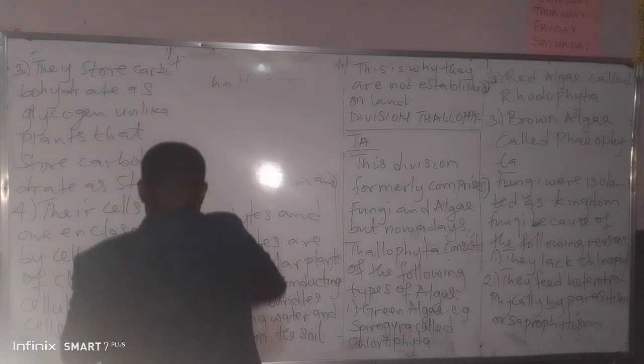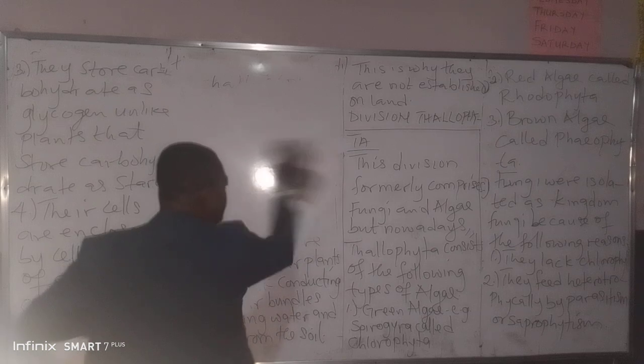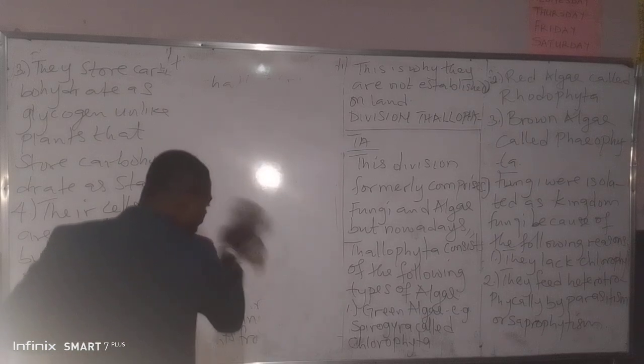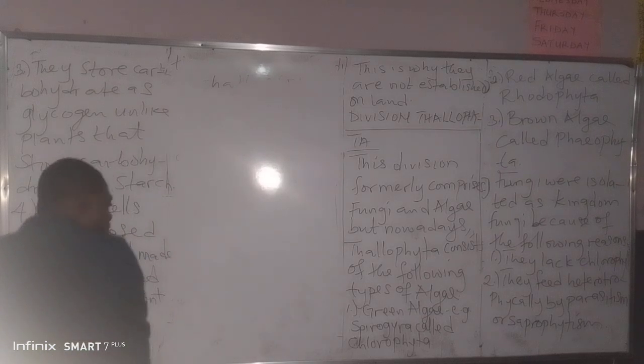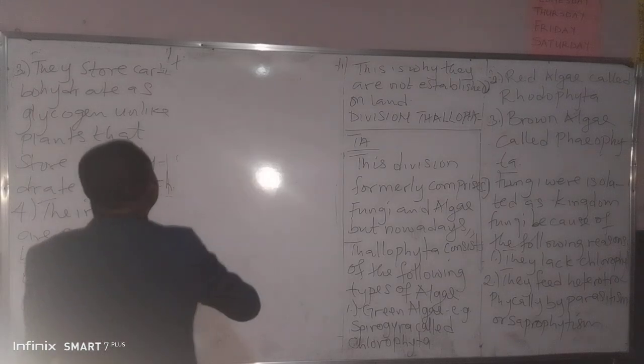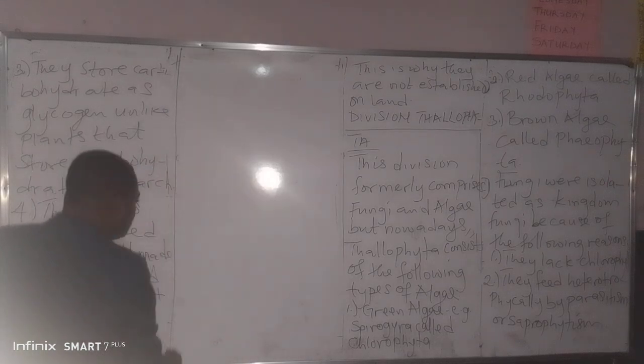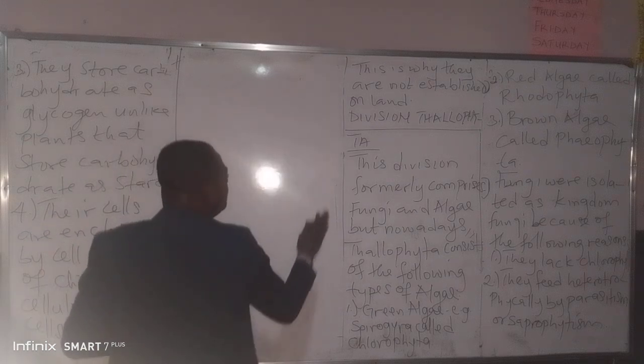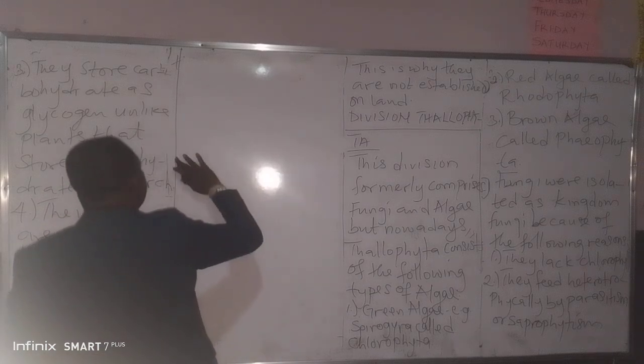Now, all these 4 points are the reasons the division Thallophyta is only made up of what? Algae, but not blue-green algae. Blue-green algae are prokaryotes. They belong to monerans. We have discussed that one. You can check the previous video. So let's talk about Spirogyra.